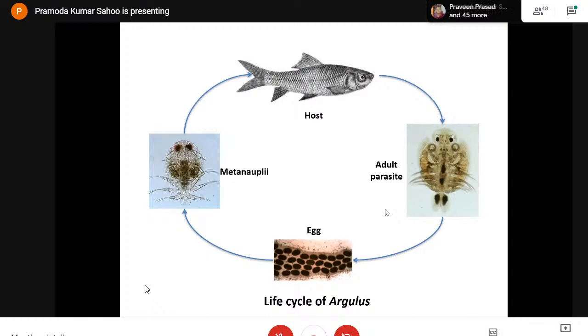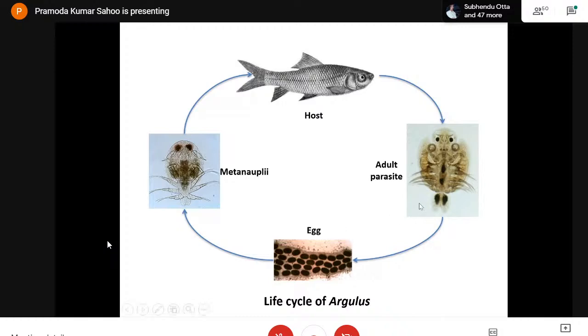The mature male and female parasites meet and mate. The female carries the eggs. When it carries mature eggs, they leave the host and search for a place where the eggs are laid in groups. Once the eggs are laid, they are covered with a hard coating, like a chemical coating such as glutaraldehyde, which is very difficult to damage by any chemical substances.